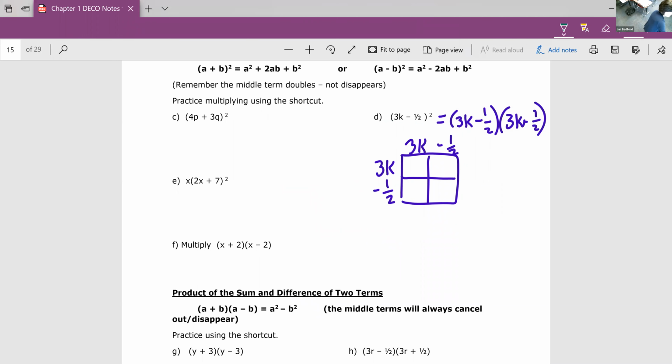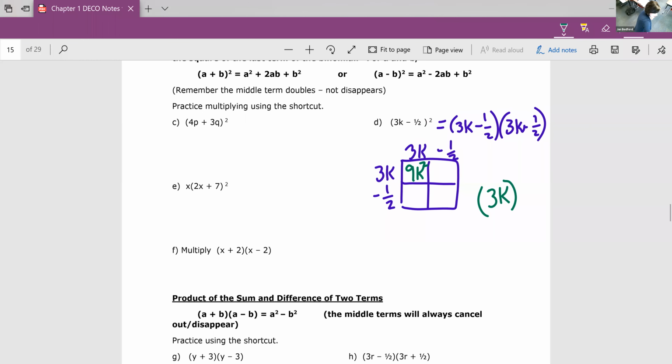All right, let's multiply. So 3k times 3k is, say it again? Very good, 9k squared. Okay, this is the one you might be nervous about. And I don't know for sure if I can do this in my head easily. So what I'm going to do is write out, I'm multiplying 3k times a negative 1/2. Now, anytime I'm multiplying, and one of them is a fraction, I think I feel better if it looks like a fraction times a fraction.